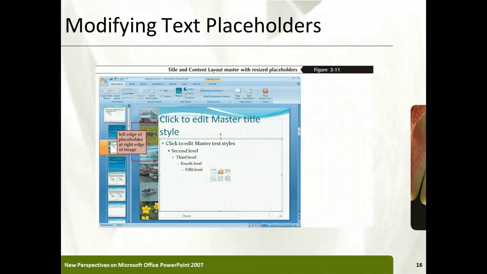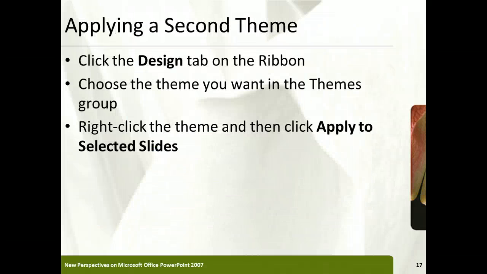But I want to talk about the second theme one. All right. A second theme. We have like 4 or 5 slides on your presentation right now, all the same theme. In order to add a second theme, we'll go to the Design tab, choose the theme we want, right-click on that, and apply to selected slides. And that's what I didn't do earlier.